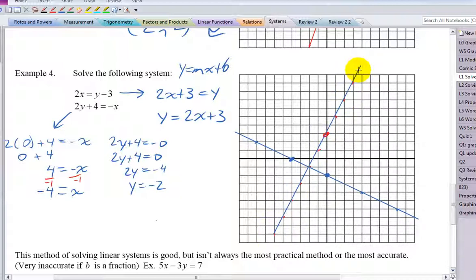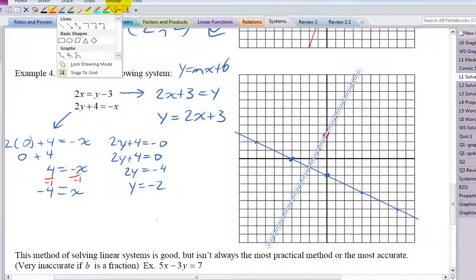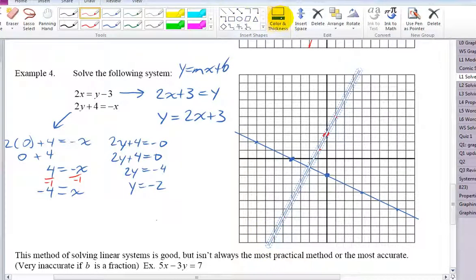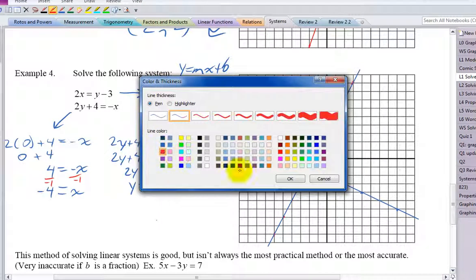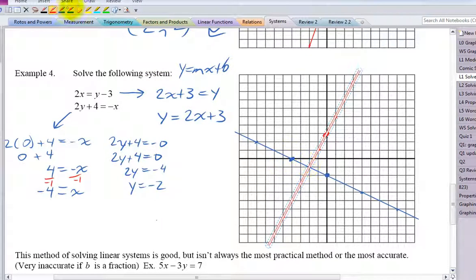So I want to see the lines. That's what I'll be looking for. Okay. I'll be looking for your lines drawn properly, and then I'll give a quick look at the solution. But if you don't have them drawn properly, I will not be giving you a mark for your solution. Now that you know where they cross, you can write the solution to the system. X is -2, y is a value of +1. Any questions?